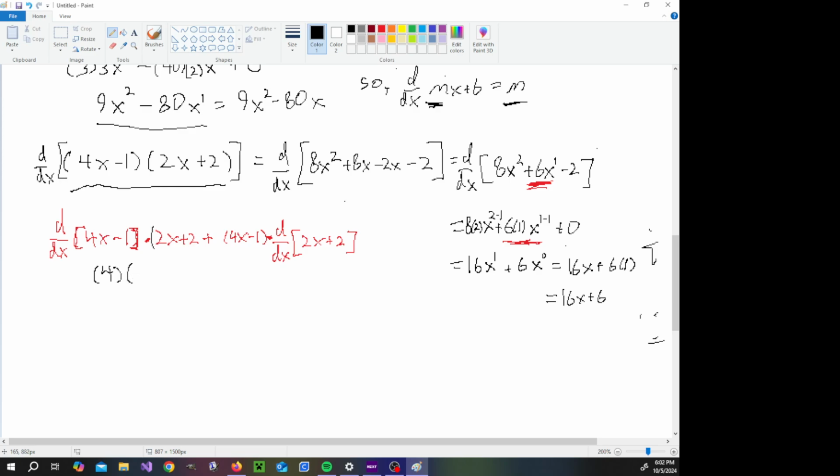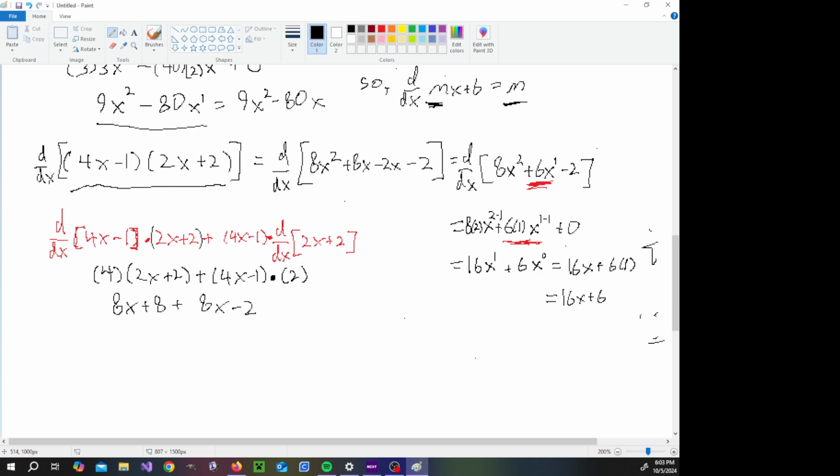Times, sorry, these need a parentheses there, 2x plus 2, right? The second term, plus 4x minus 1 times the derivative of the line, 2x plus 2. Well, what is the slope of that line? Just 2. So when I distribute 4 to both terms here, I get 8x plus 8. And then I distribute the 2 to both terms here, 8x minus 2.